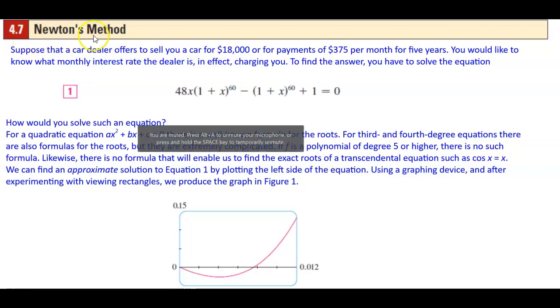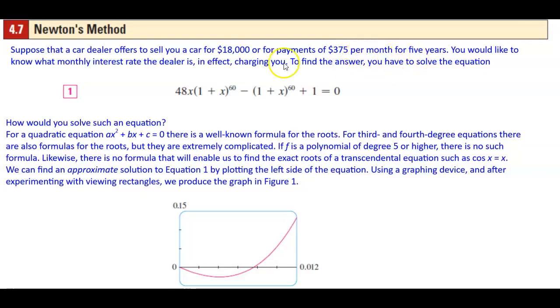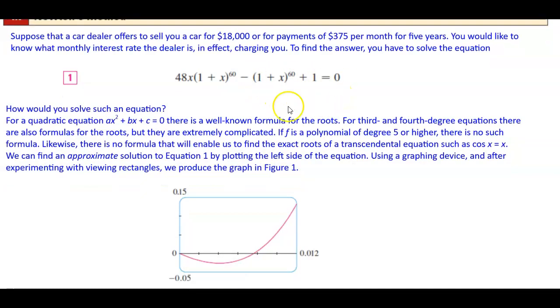Section 4.7, Newton's method. Suppose that a car dealer offers to sell you a car for $18,000 or for payments of $375 per month for 5 years. You would like to know what monthly interest rate the dealer is, in effect, charging you. To find the answer, you have to solve the equation 48x(1 + x)^60 - (1 + x)^60 + 1 = 0. Now, how would you solve such an equation?